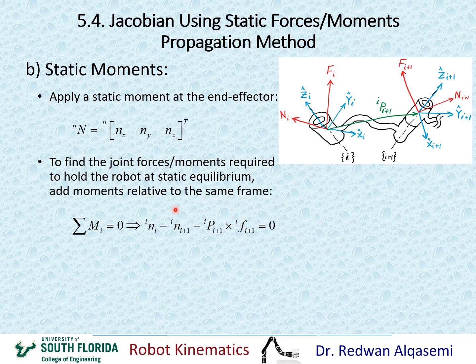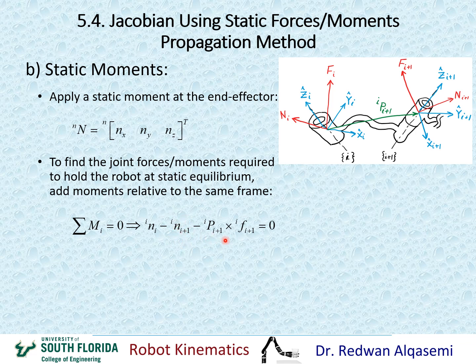Now, similar to what we did in the static forces, I always like to have the forces and moments represented in reference to the same frame as where they're acting. So this one is already i relative to i. I don't need to change anything here. Here I have n of i plus 1 relative to i, and I need to convert it into n of i plus 1 relative to i plus 1. So if I pre-multiply this by the rotation matrix, it converts it into n of i plus 1 in reference to i plus 1.